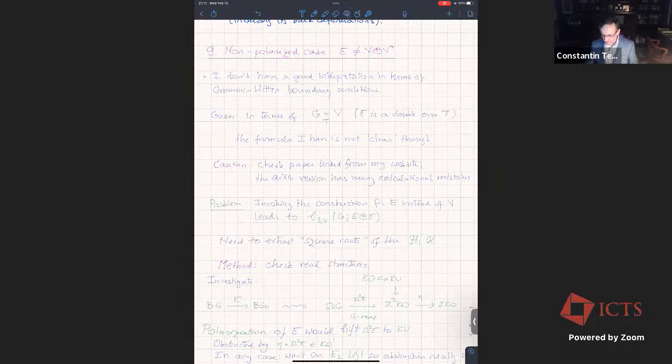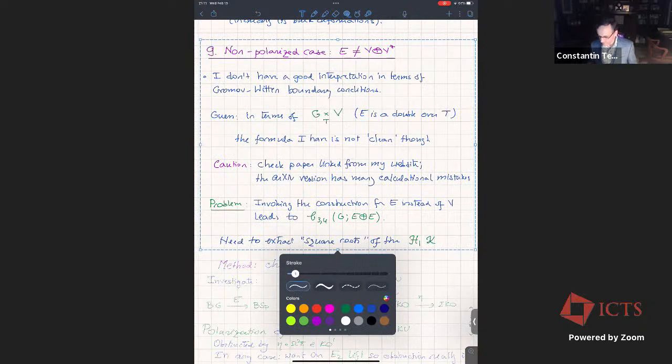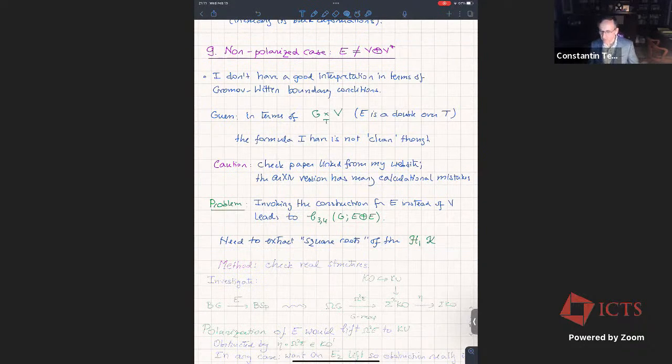All right, last thing I'd like to discuss is what happens in the non-polarized case. And I should say here, I don't yet have a good interpretation in terms of Gromov-Witten boundary conditions or a superpotential the way I did in the polarized case, where I could choose a V. And it looks like there should be an interpretation in terms of a V bundle over the flag variety G mod T. So notice that even if E is not split, not polarized over the group G, once you restrict to the maximal torus, of course it splits, which means that over the flag variety, you can find a family of Lagrangians that way.